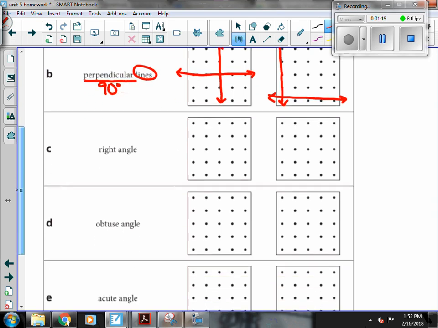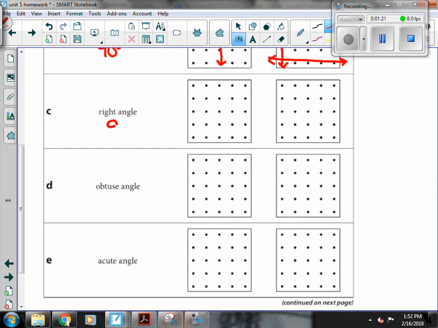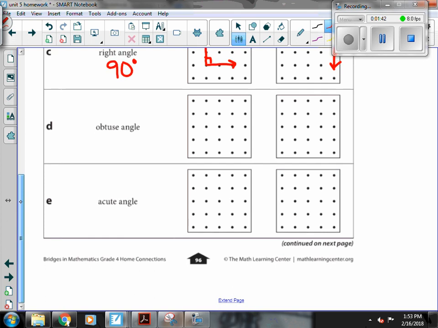A right angle is an angle that makes 90 degrees. So I have that box in that corner. Maybe this one I'll make it upside down. But I still have that box in the corner. And yours can look different than mine. There's a bunch of ways we could do it.